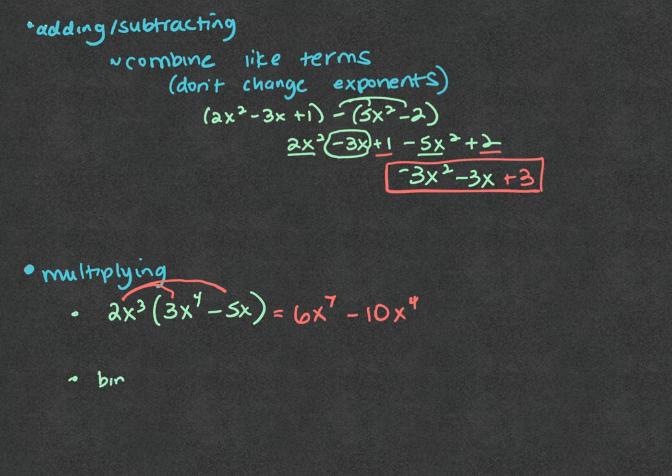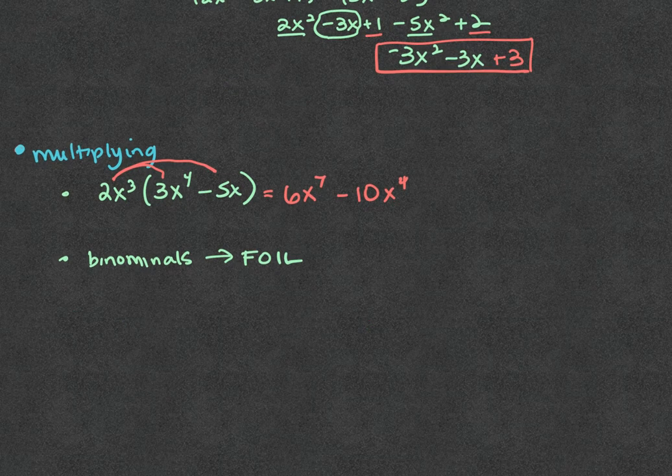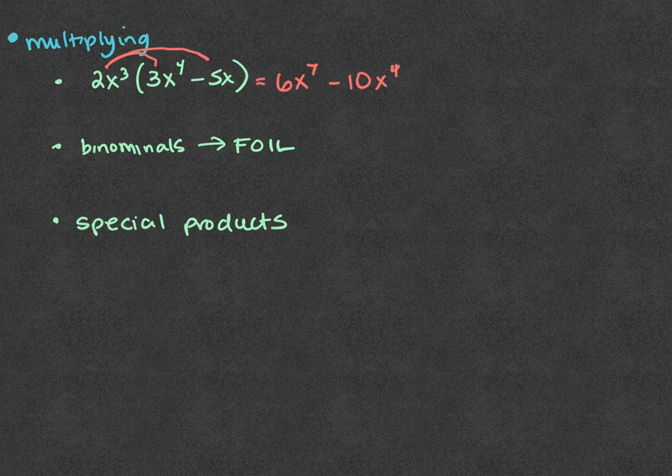Or binomials, and we FOIL. First, outer, inner, last. And then you had your special products, where you can use your shortcuts or you can FOIL them out. The first one was the opposites, a plus b times a minus b, and that is a squared minus b squared. I would highly recommend that shortcut. That one saves time, and it's not so bad.